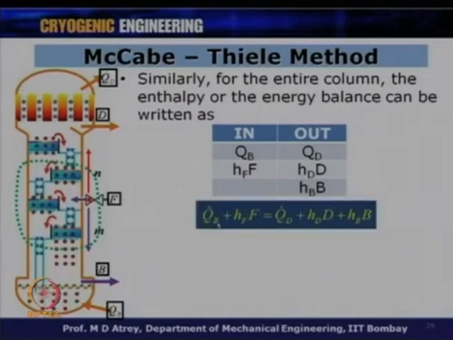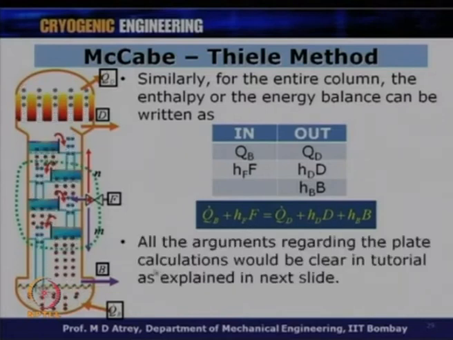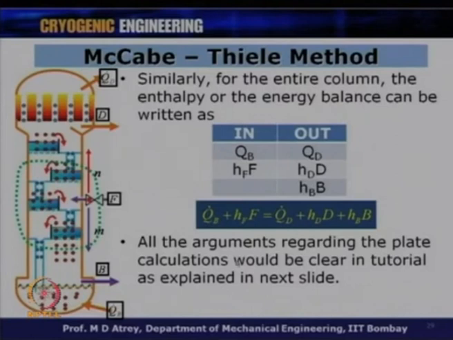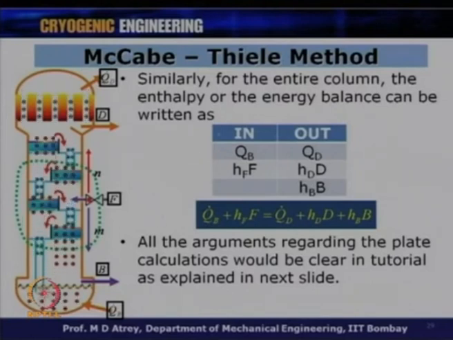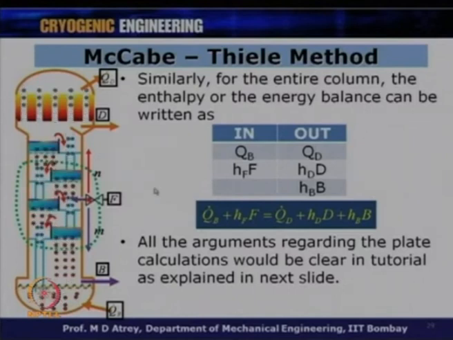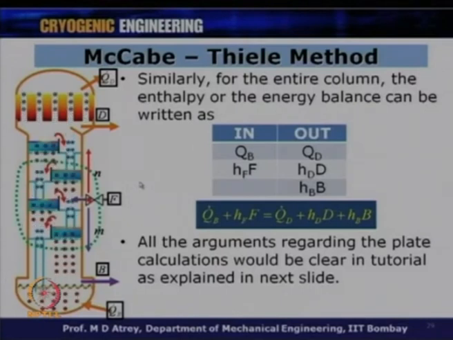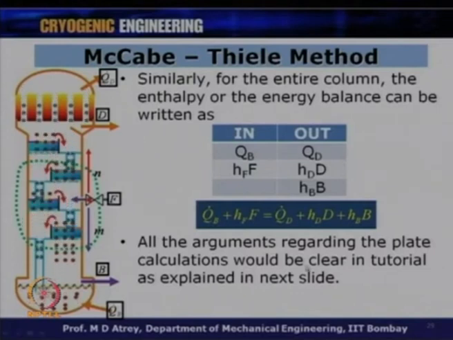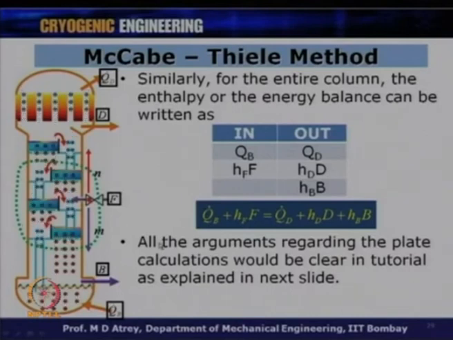So, if I do the mass energy balance, these are in is equal to out, this is what equation, and therefore all the arguments regarding the plate calculation would be clear in the tutorial. We have to consider this energy balance, we have to consider this mass balance. Having calculated these things, we have to now understand the operating line equations, Q line equations, equilibrium curves, and then go for the tutorial which is explained from the next slide, from where we will understand how to calculate the theoretical number of plates. Alright, so now let us come to the tutorial.